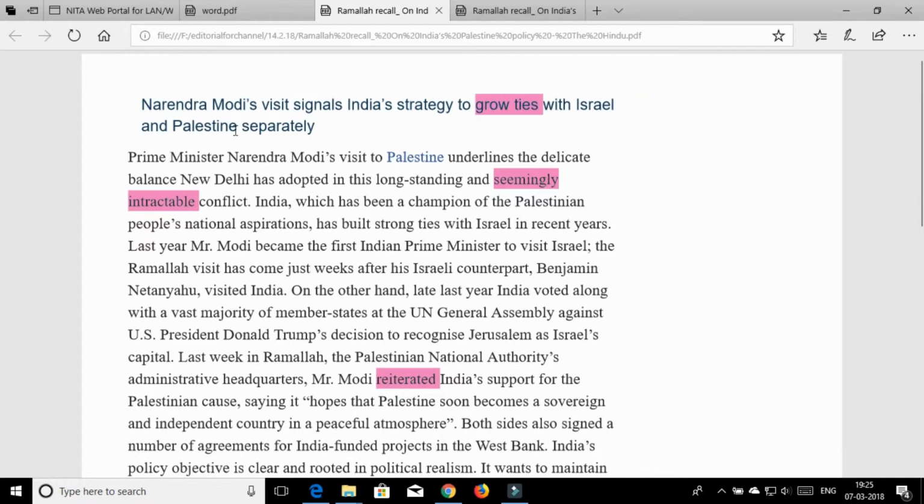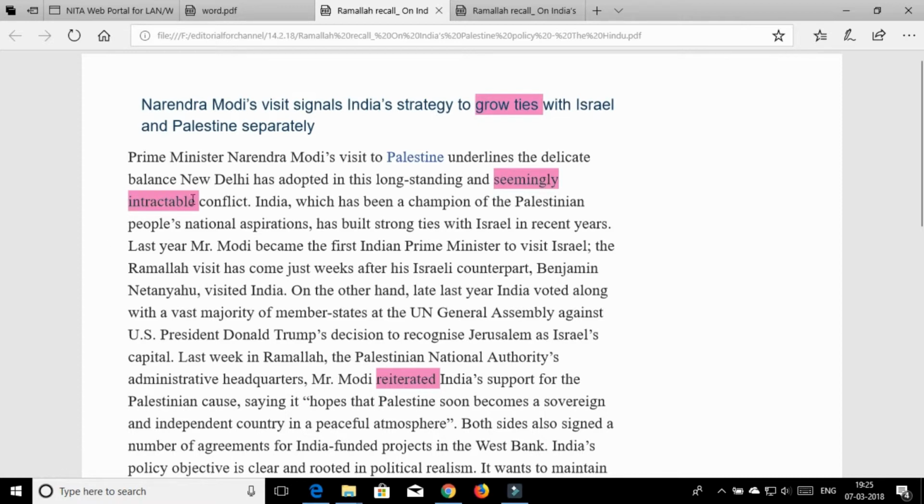Next word is seemingly. So I told you seemingly means which appears very clearly to you, and intractable means that it is unsolvable, there is no solution to it. So the Prime Minister Narendra Modi's visit to Palestine underlines the delicate balance New Delhi has adopted in this long standing and seemingly intractable conflict.